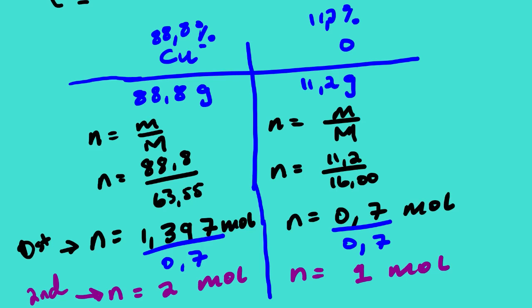So the empirical formula for this compound is Cu2O1. This 2 is this one, then 1 is this one. So this is the empirical formula of the compound that we are referring to in this example. Let us go to the second example.